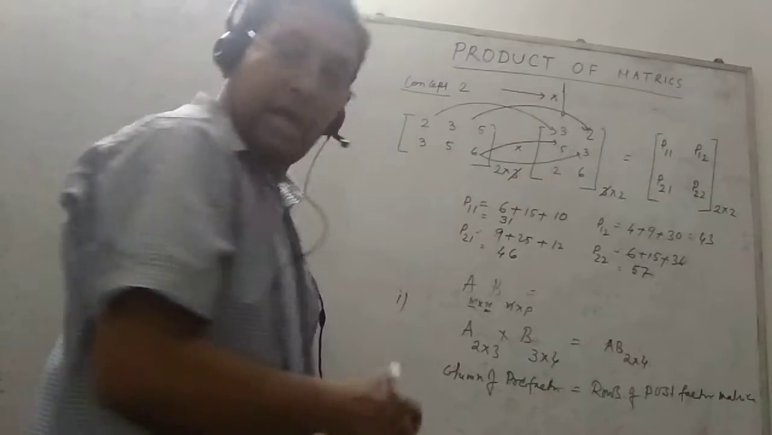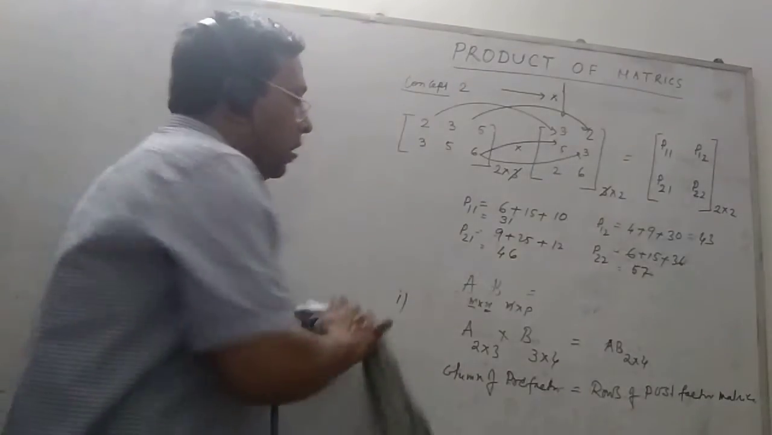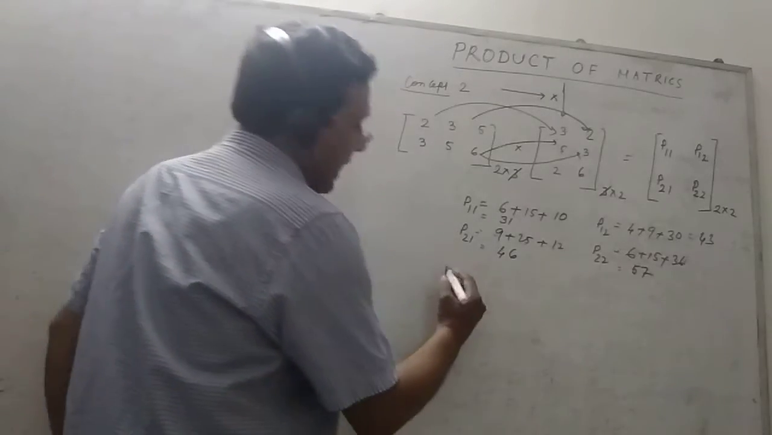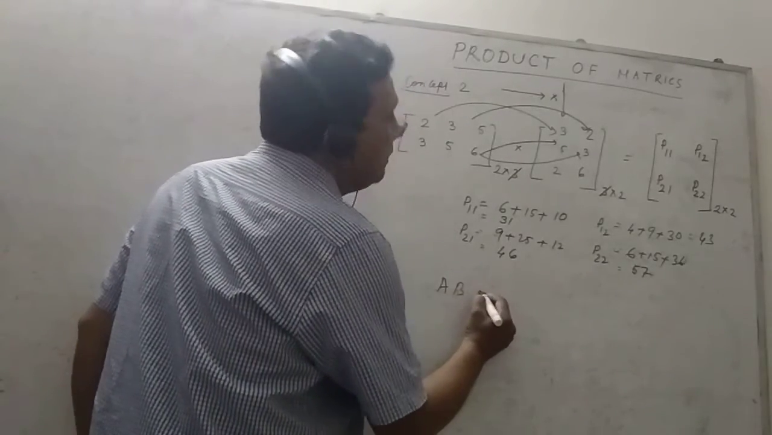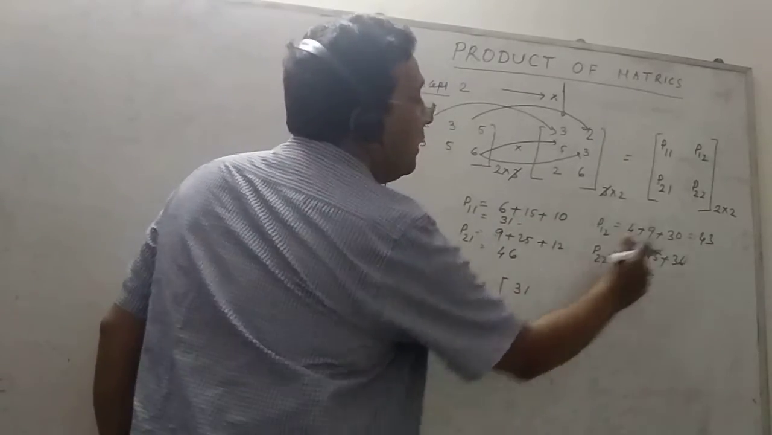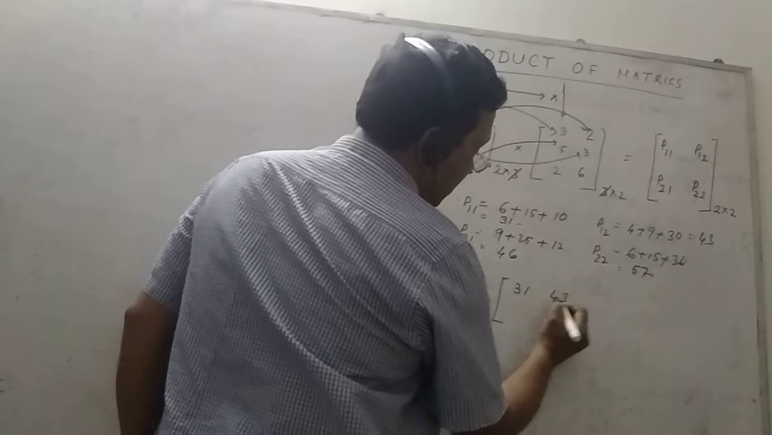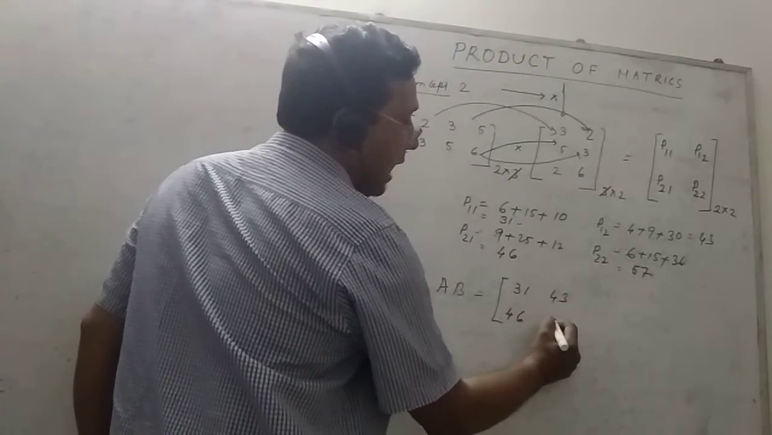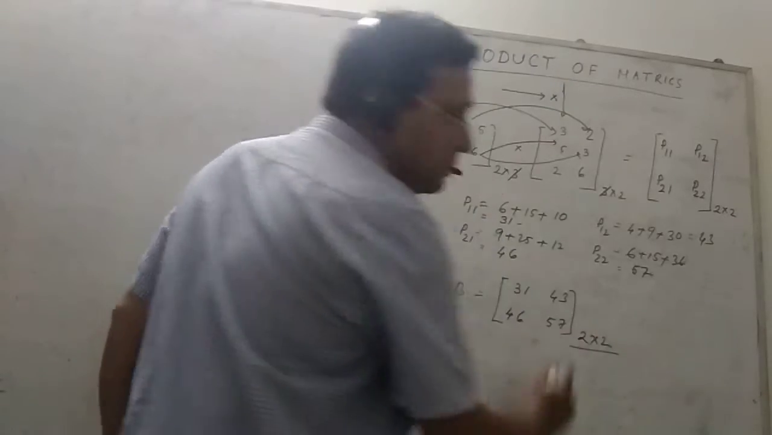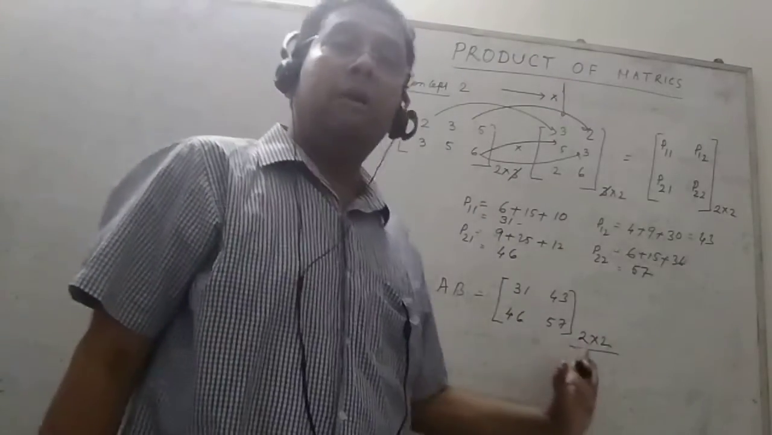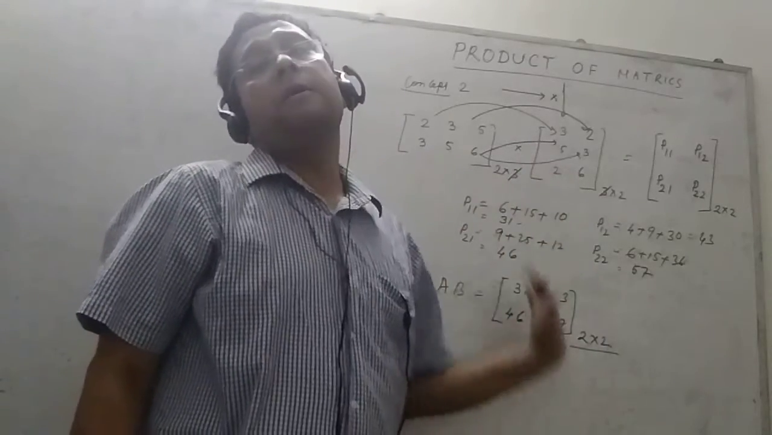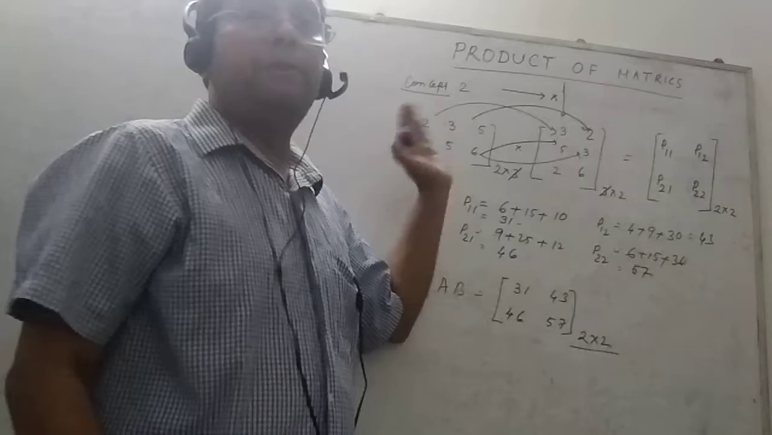So the final result of the AB matrix, or this product matrix, I should write as AB equal to 31, then 43, then 46 and 57. And you see that its order is 2 by 2. You must always write the order whenever you are expressing any matrix. In this way, finally, we learn the matrix product. You see this video repeatedly.